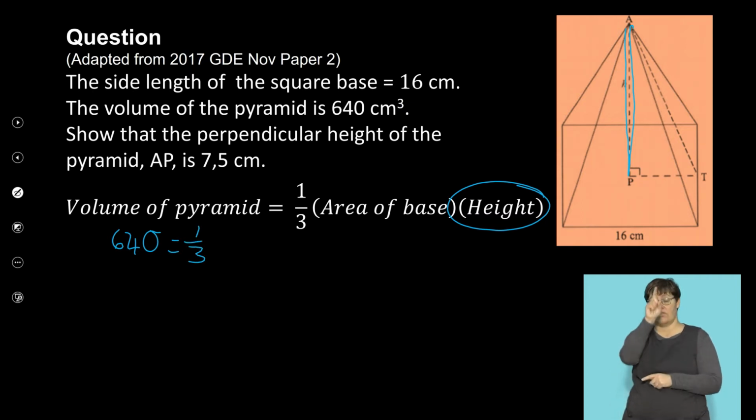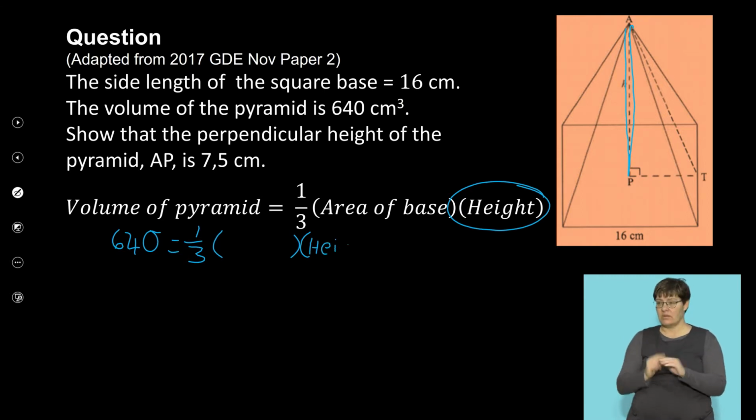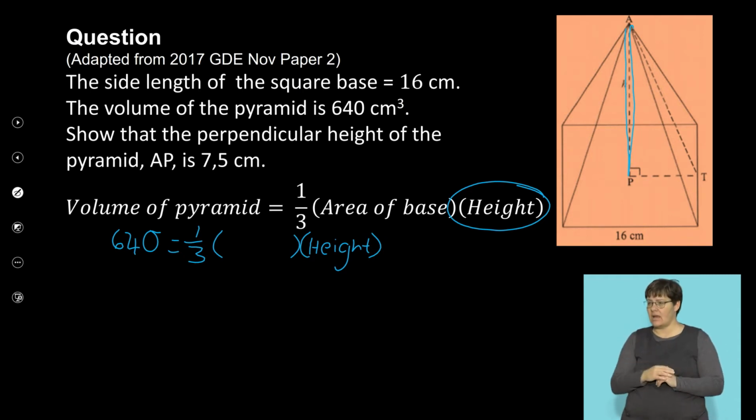This will be equal to 1/3 times the area of my base multiplied by my perpendicular height, which is my missing piece of information. But what is the area of my base? I can see that it is a square-based pyramid, which means that all of these lengths are 16 centimeters. Because I know that information, the area of the base will just be length times breadth, which is 16 times 16, because it is a square base. So at this point, all that I need to do is isolate my height.